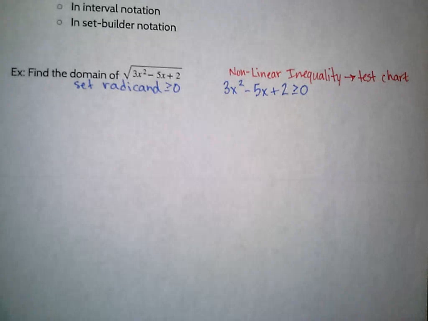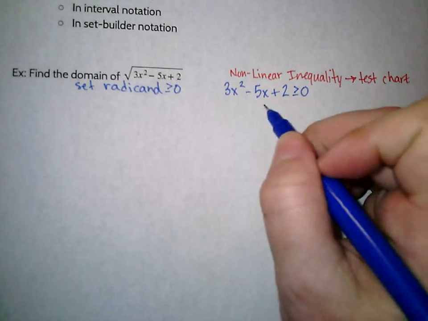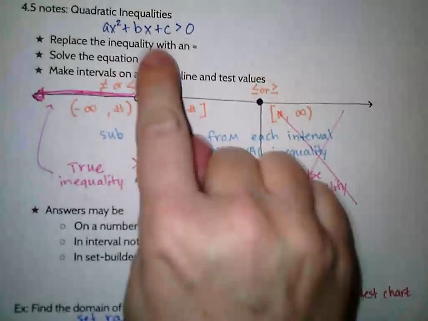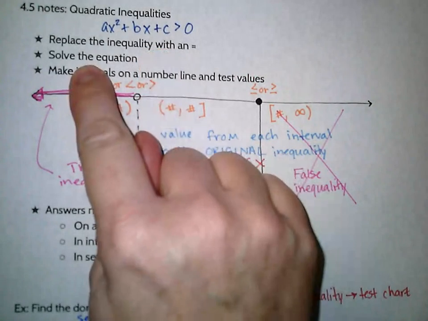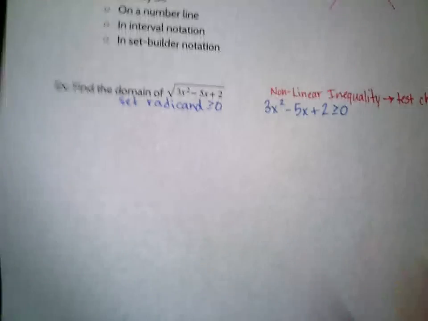Okay. So we're going to go back to those steps that we just went over a moment ago. The first thing we do is replace the inequality with an equal sign. So I am going to replace the inequality with an equal sign, solve the equation, use a number line.